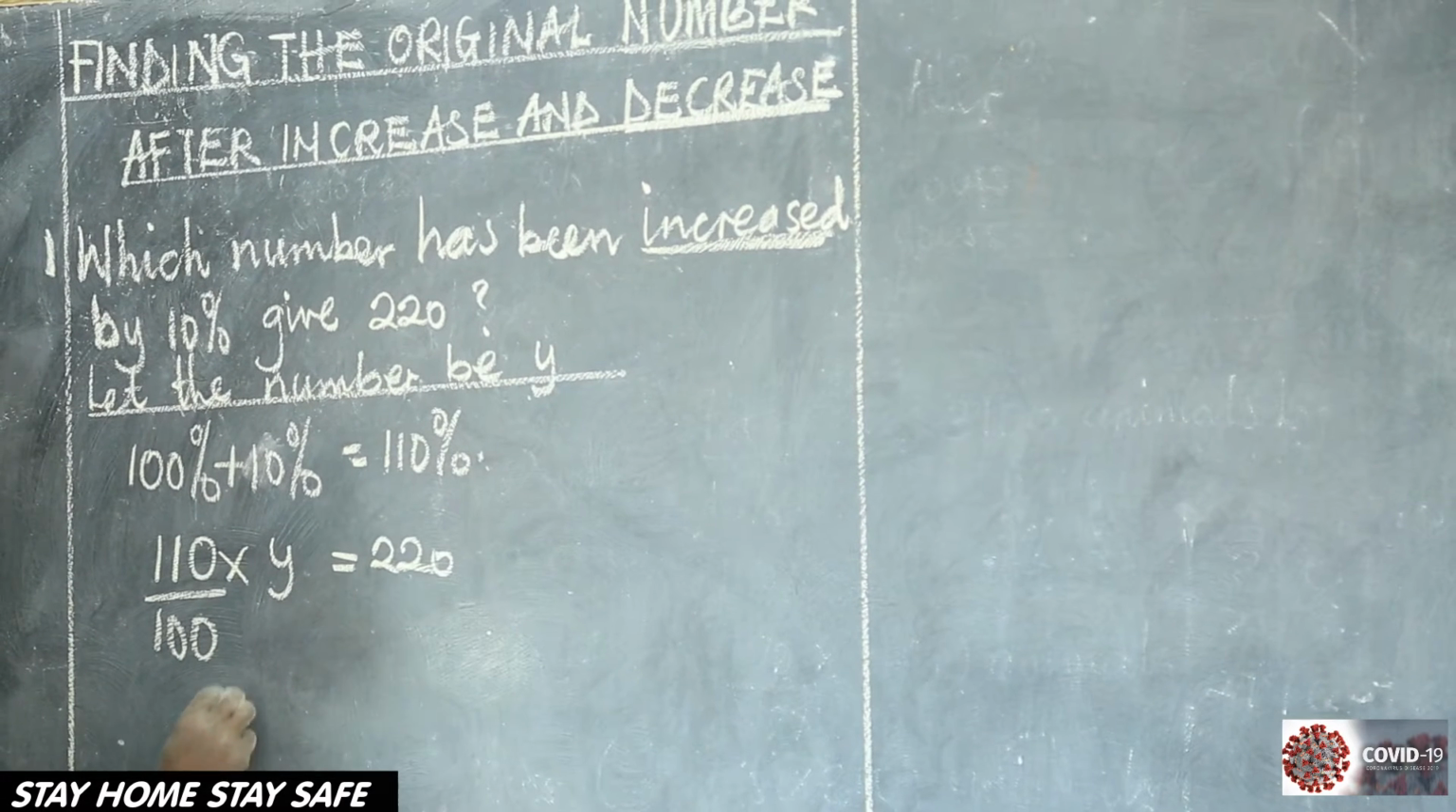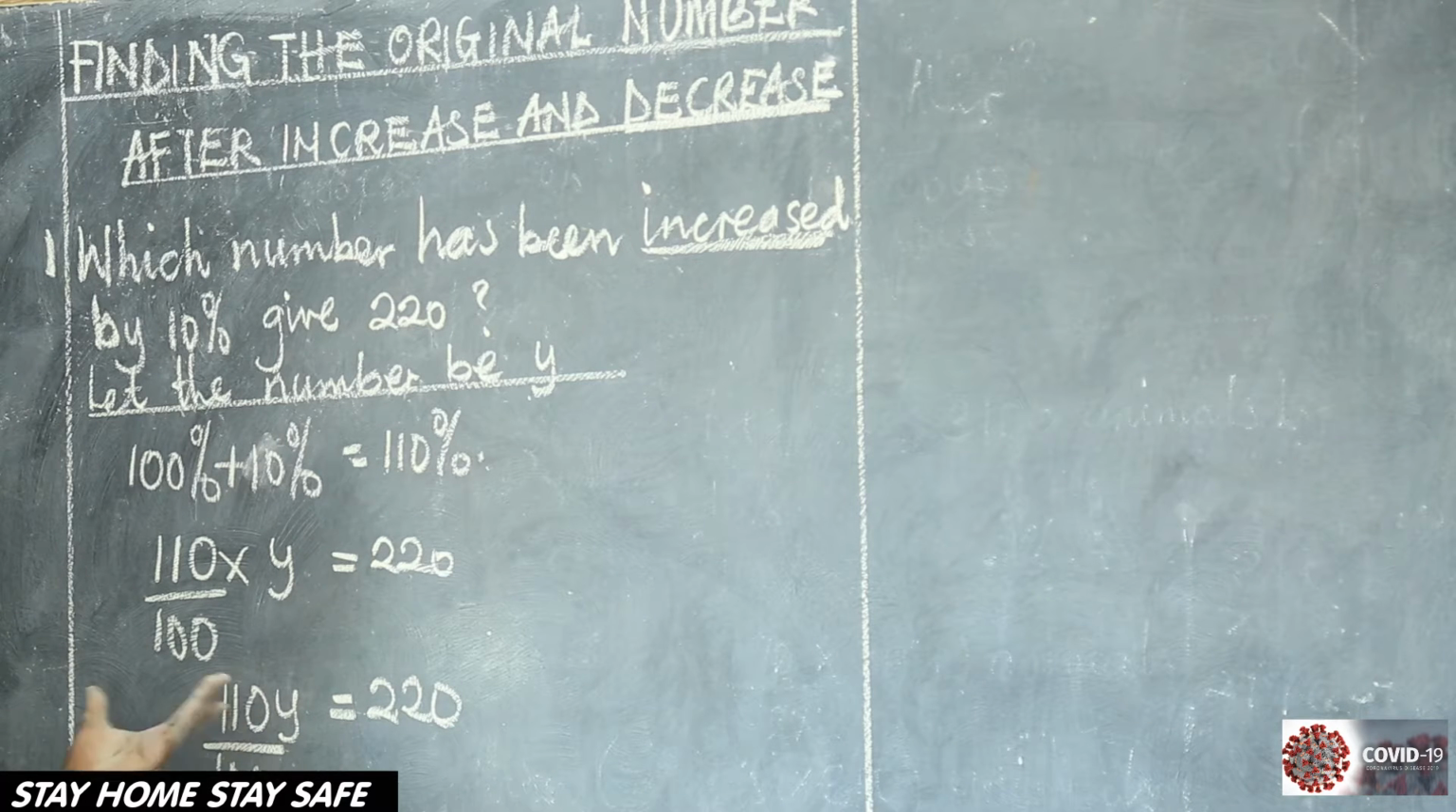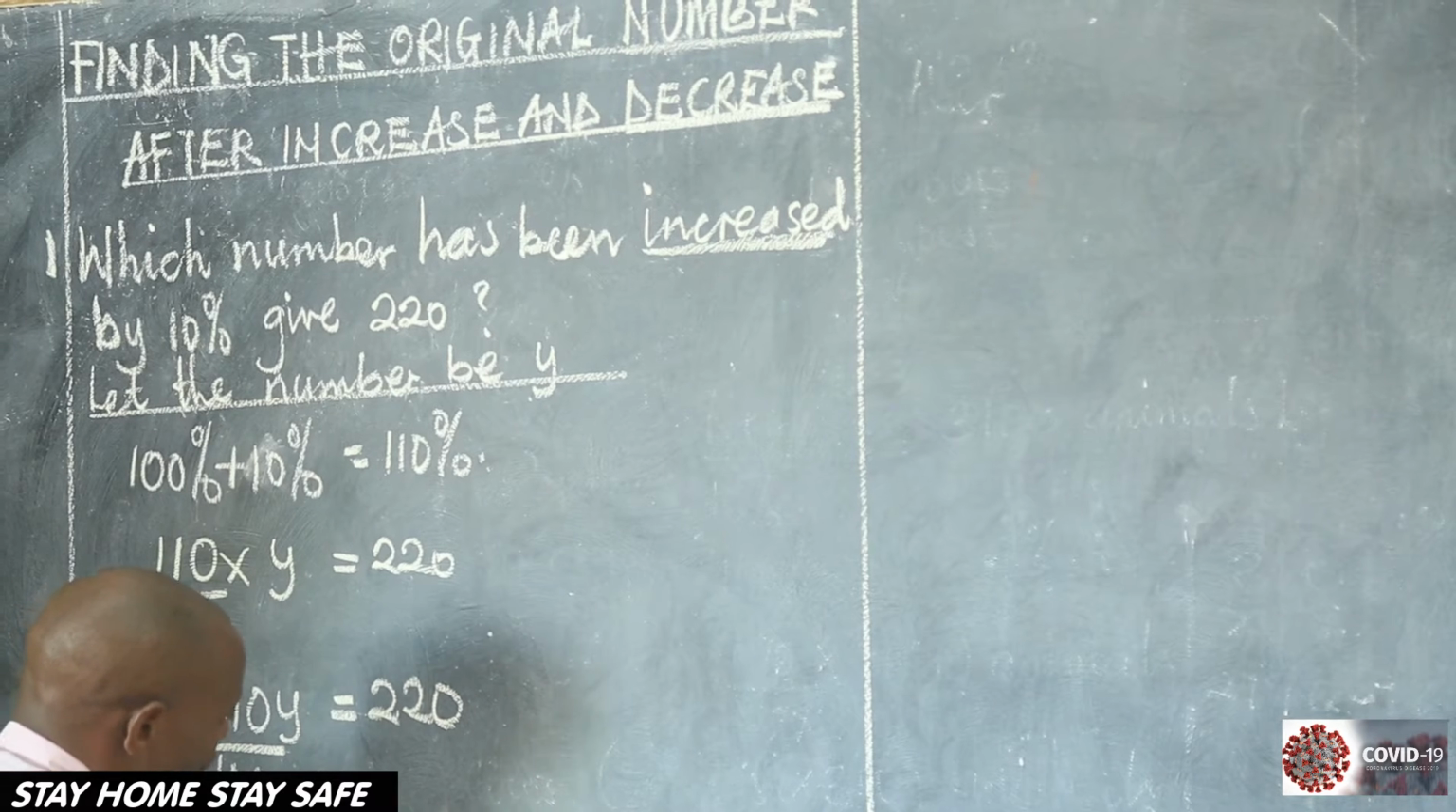110 times y, we shall get 110y, but out of 100, and this is going to give you 220. Do you remember some time back I taught you how to solve these equations? So how do we solve these equations? Begin by eliminating the denominator. How do we eliminate the denominator? You multiply it on both sides. So we shall have 100 times 110y out of 100 is equal to 220 times 100.